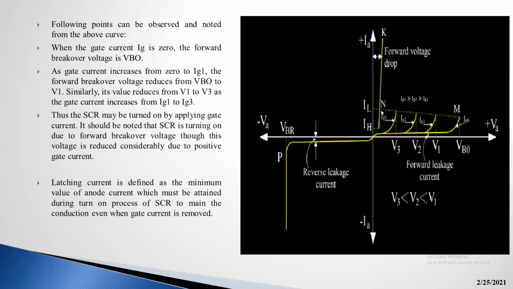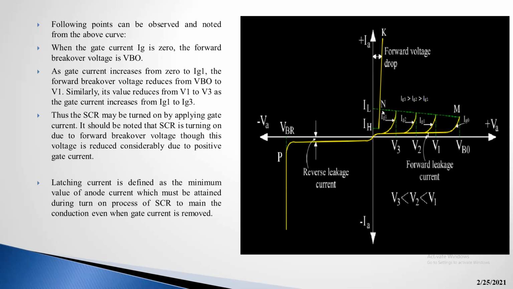For example, if the anode current is below the latching point and you remove the gate current, the SCR is going to turn off. That's why we have to remember that while removing the gate circuit, the anode current should be above the latching point. Otherwise, we cannot remove it. Is it clear?